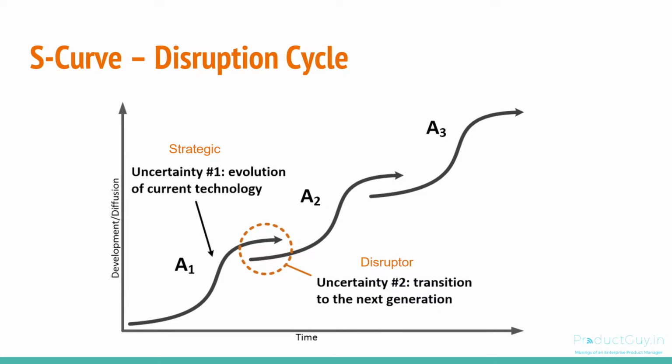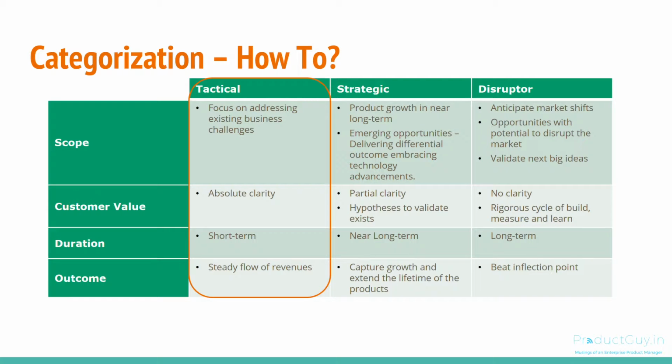S-curve can provide additional clarity on strategic and disruptor requirements. Strategic requirements focus on growth, eliminating uncertainties surrounding existing technology, while disruptive focus on transition to next generation technology. How do we categorize features in our product backlog under those three buckets?